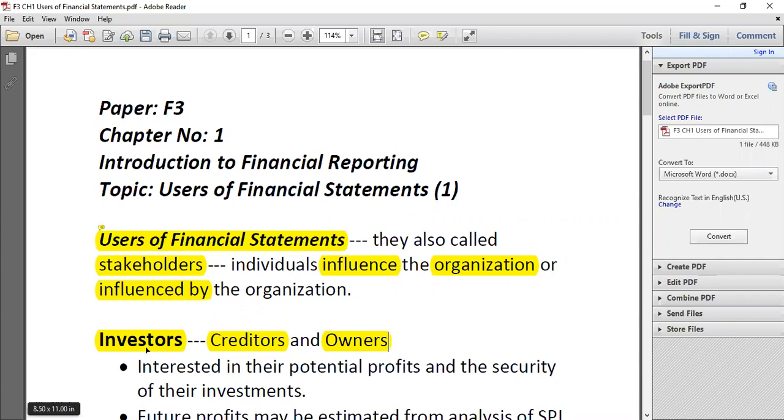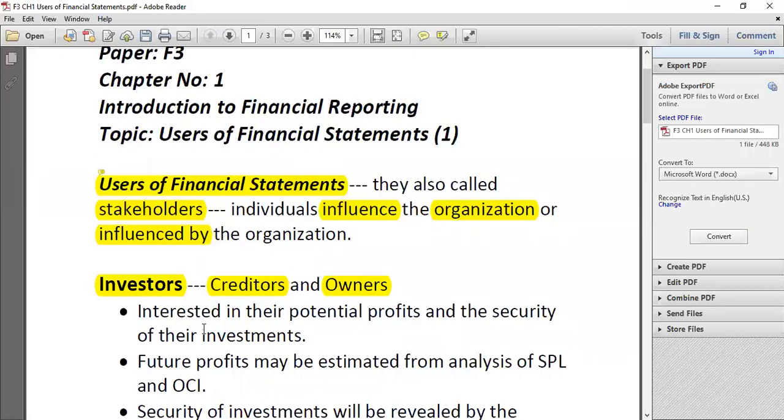So when investors are making a decision, they will use the financial statements. Based on that, they will decide how much investment they should make in the organization if they are a potential investor, or if they are an existing investor, they will assess whether the return the organization is providing to them is acceptable or not. So for those decisions, they will use different statements.